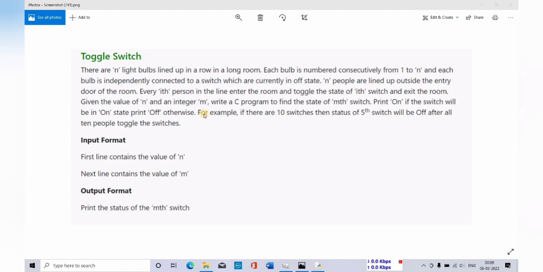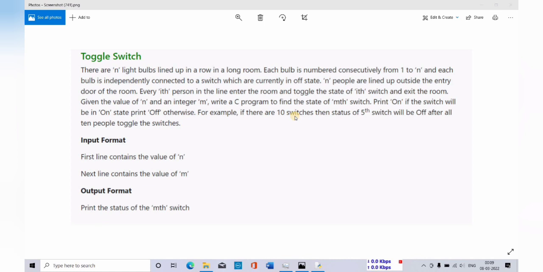Similarly, the person who is at the third position, he will be going first to the third switch, then to the sixth switch, then to the ninth switch, and so on. This is the order in which they're going to move. Okay, that is what we have to consider.